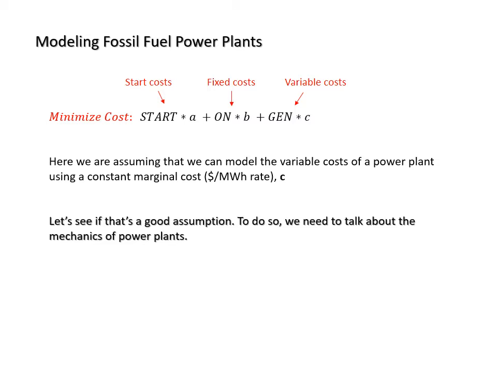Now, what we're assuming here is that we can accurately represent the variable cost of a power plant using a constant marginal cost, right? What this is basically saying is that every individual unit of electricity that we produce, as we go from, for example, 200 megawatt hours up to 1,000 megawatt hours, costs the same to produce as we increase production, right? And that's probably not a good assumption, and we might have to adjust how we model this. Let's talk a little bit more about that. It has to do with the mechanics of power plants.